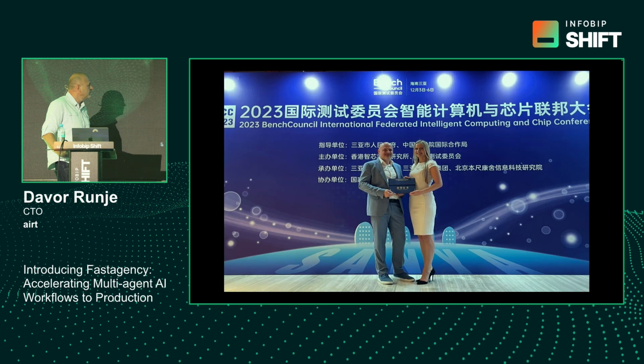The good thing is that it was also chosen to be one of the top open source projects last year. So we have high hopes for this one. But today I'm going to talk about AutoGen, which was also one of the top projects last year in this same competition, and also FastAgency, which is our runner for this year.